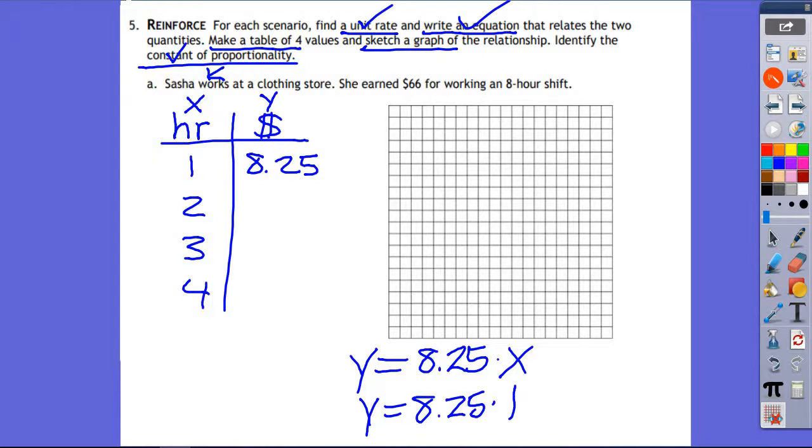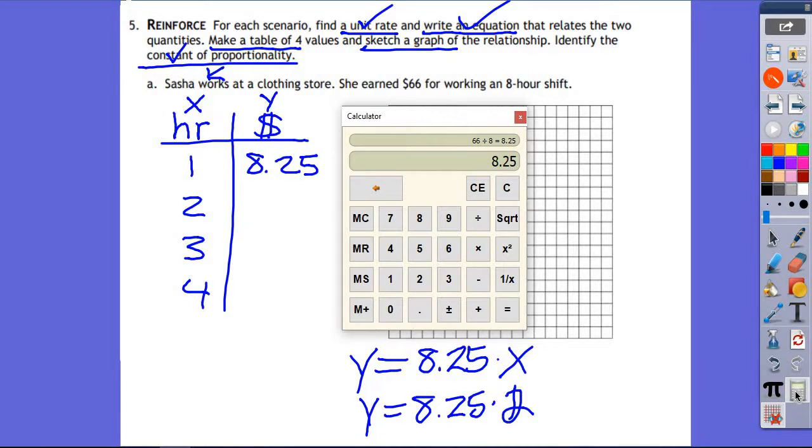Now I'm going to plug in a 2. 2 times 8.25. 16.50. 16.50 you say? Yes, ma'am. I'll take your word for it. What do I do with my 3? You do 8.25 times 3. Erase that and write a 3 this time. 3 times 8.25. 24.75.